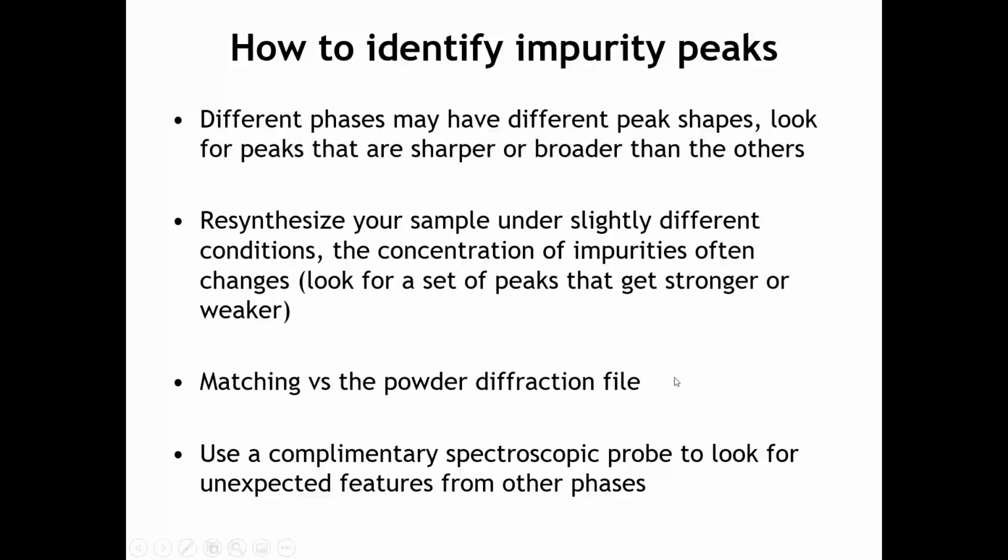You can also try matching your powder pattern to the powder diffraction file. And sometimes you can use complementary spectroscopic probes to assess the purity of your sample. So I've been involved in projects where somebody might have done, let's say, solid-state NMR, and from the NMR they could tell how pure their sample was. So those are a few things you can try and do to assess the purity of your sample if you feel like that's what's preventing you from indexing your pattern.